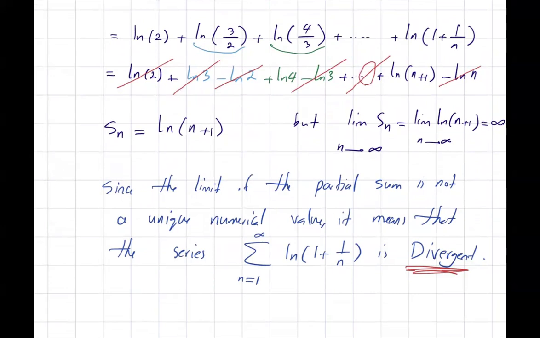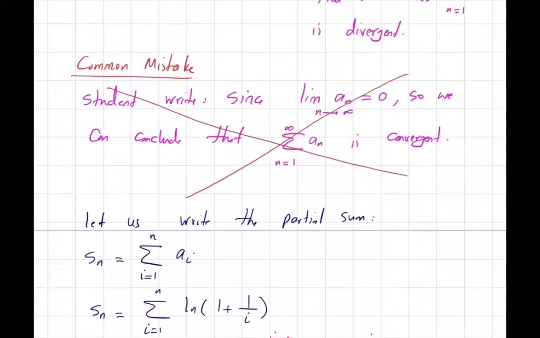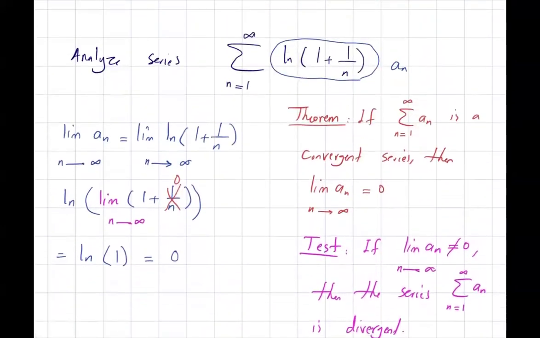Let us summarize this. Take a look at the steps that we took. Our goal is to analyze the following series. We have ln of 1 plus 1 over n, and it starts from 1, goes to infinity. The theorem that we learned says that if a series is convergent, then the limit of the general term is equal to 0.